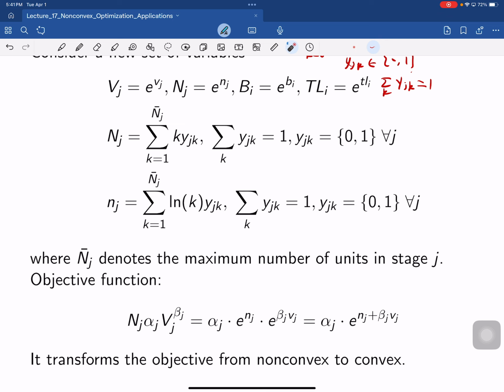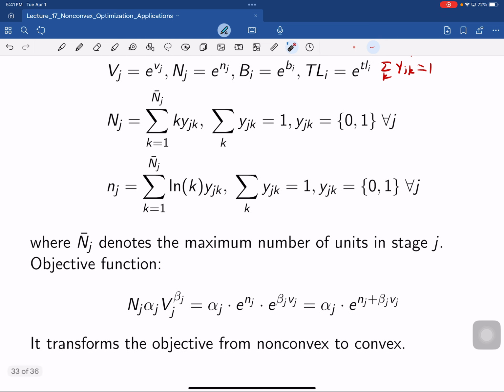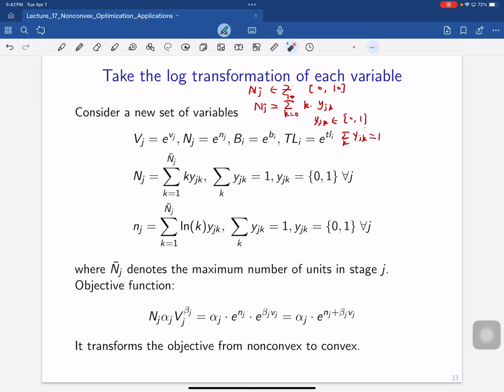Now let's consider the objective function, right? So the objective function is nj times alpha j times vj raised to the power of beta j. Right? Because of this exponential transformation, multiplication will result in addition once you have this exponential term, right? At the end of the day, you have something exponential of some linear functions, right? Exponential function is a convex function, right? So therefore, you convert the non-convex function into a convex function. Now the objective becomes convex.